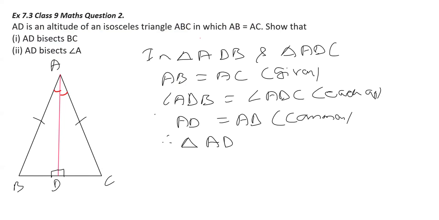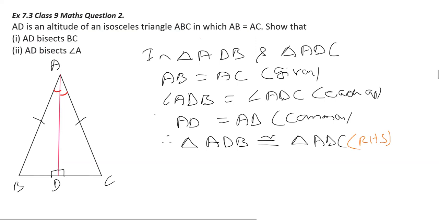Triangle ADB is congruent to triangle ADC, and these triangles are congruent by one hypotenuse, one side and one right angle. So it's congruent by RHS. It's not by SAS, that's by RHS. So once the triangles become congruent, we can write BD is equal to DC. That's from CPCT.